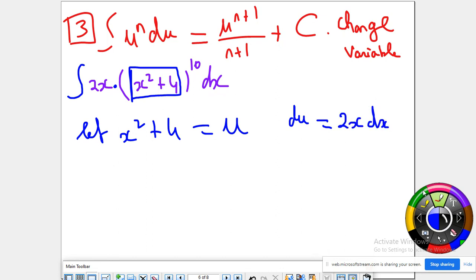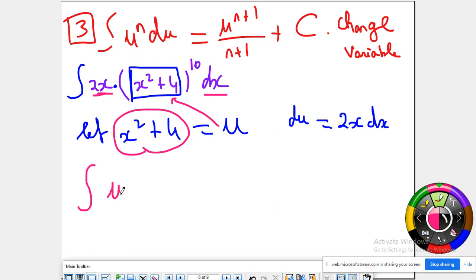And then I will replace, it's very simple. Instead of x squared plus 4 I put u, and instead of 2x dx I put du. So what did it become? It's as if I'm doing the integral of what? x squared plus 4 is u, exponent 10, and instead of 2x dx I put du. It's as if I'm back to the same idea, the integral of x to the 10. So I add 1 over the answer that I got. So I will have u to the 11 over 11 plus c.